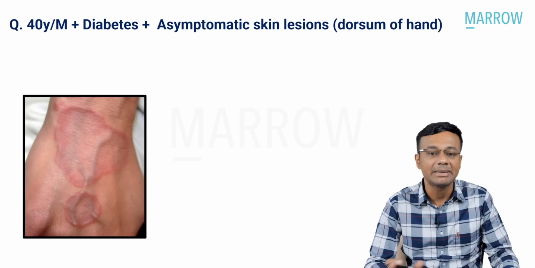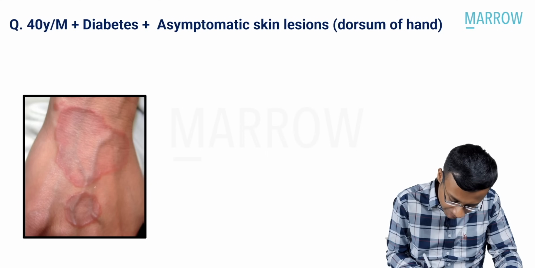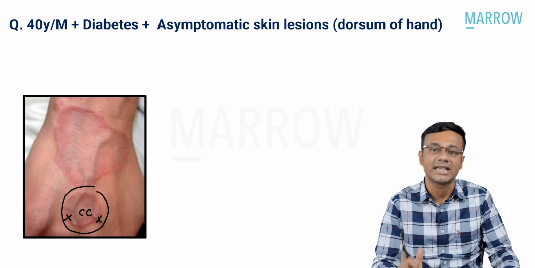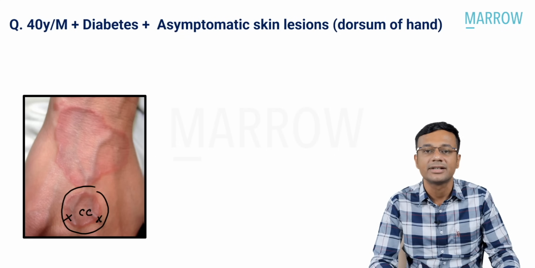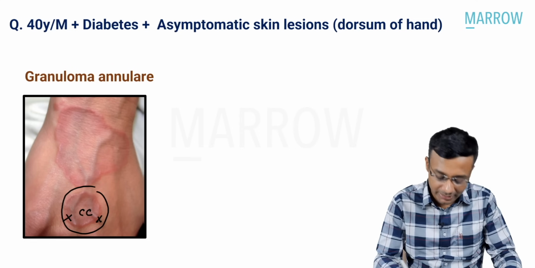A 40-year-old diabetic male is presenting with these asymptomatic skin lesions on the dorsum of the hand. On examination, you have an annular plaque, central clearing, no scaling, no itching, distributed on the dorsum of the extremities. The first differential for this condition would be tinea corporis, but please remember students, tinea is itchy, tinea is scaly. So in this background, the correct answer is going to be granuloma annulare.